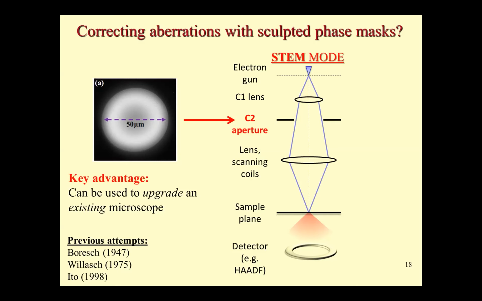What about dispersion? Is the function of those elements dependent on the energy of the electrons? Yes. So what we do here does not. It's correction for spherical aberration. So the chromatic aberration we don't deal with.